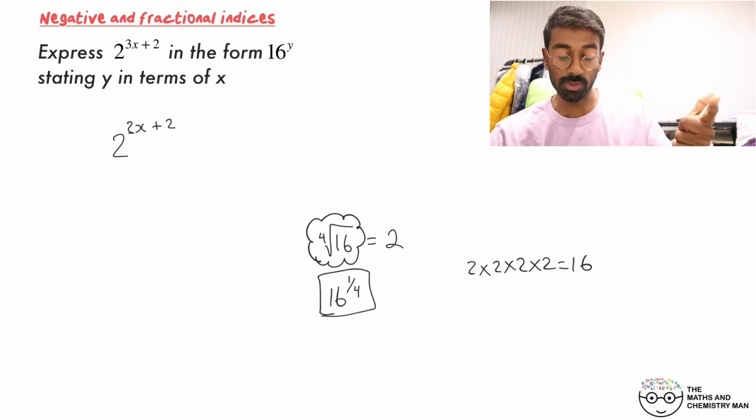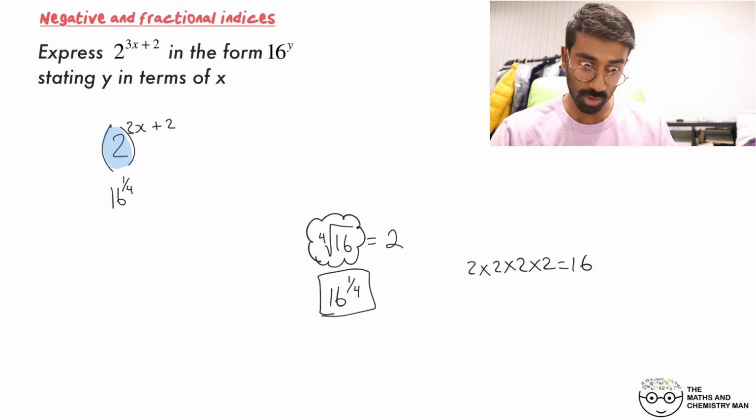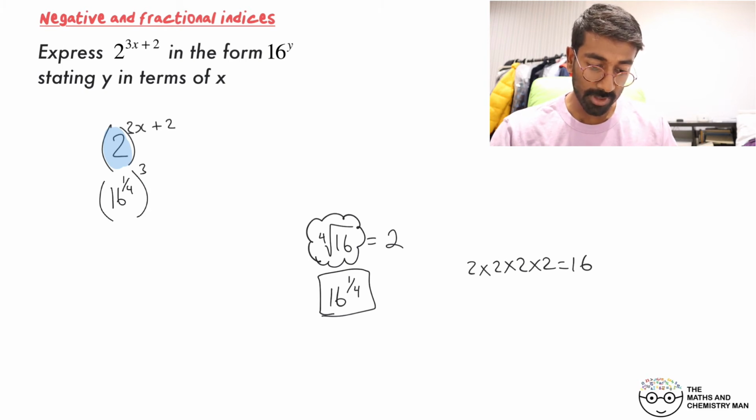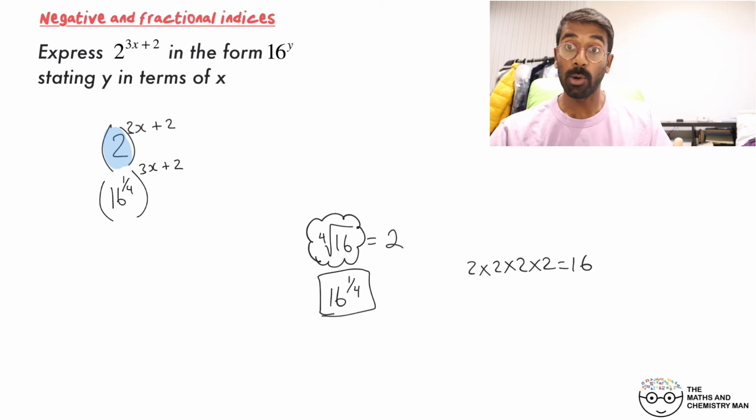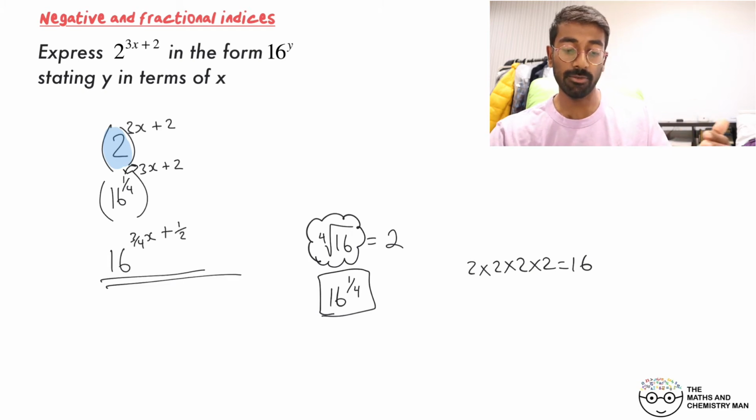And now this is what we're going to use, because we can say that this 2 here, so let me just highlight this real quickly in blue, this 2 is equivalent to 16 to the power of a quarter, because that's 2. And then what we'll need to do then is put that power back in on the outside. So now we've got 16 to the power of something. What do we need to do now? Well, we'll just need to multiply these powers out. So we'll have 16, and then a quarter times by 3x, that's going to be 3/4 x. And then a quarter times by a positive 2 there, that's just going to be a half. And there we go. We'll have 16 to the power of 3/4 x plus a half. And that's that.